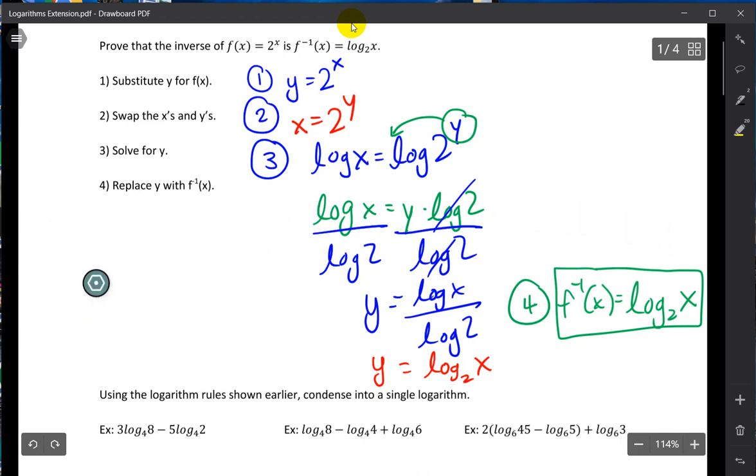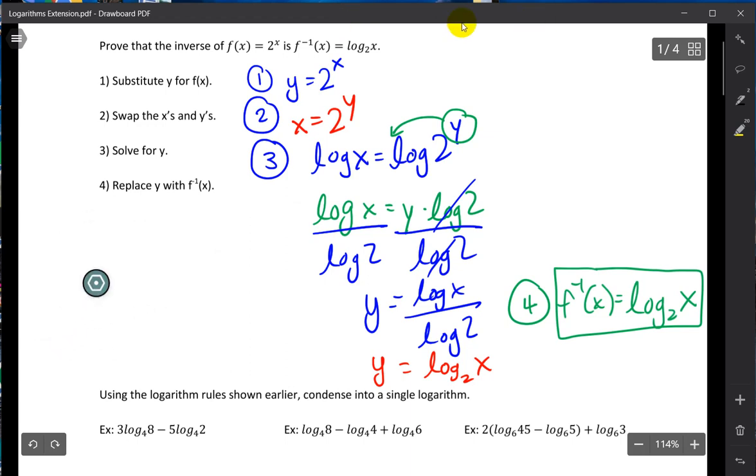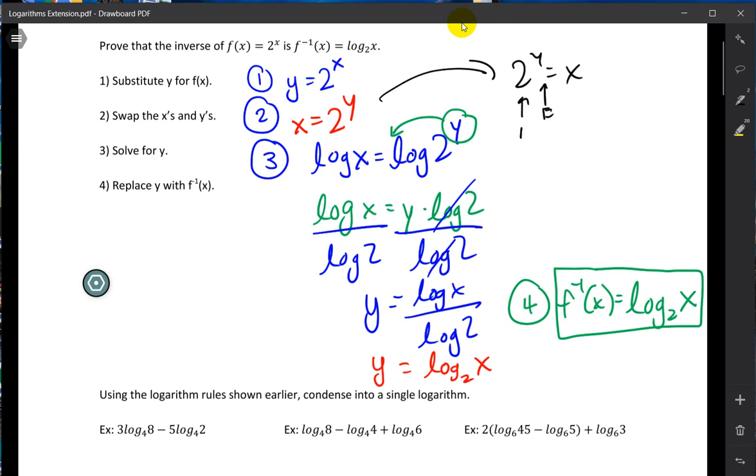Okay, similarly, I know some of you guys like to do it from here. This is 2 raised to the y equals x. This is our exponent, this is our base, and this is our answer. And we can write this with the logarithm. So b is 2, x is our answer, and our exponent is y. And as you can see, that's exactly what we have here. We just have to replace this with the inverse of f of x, and that would be our answer. Okay, so however you want to do that, that's entirely up to you.